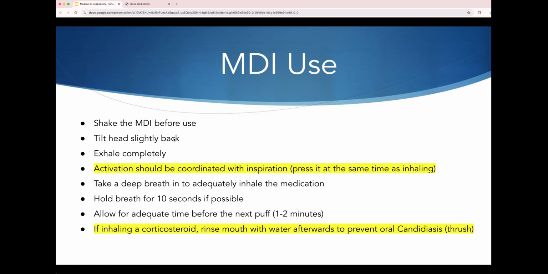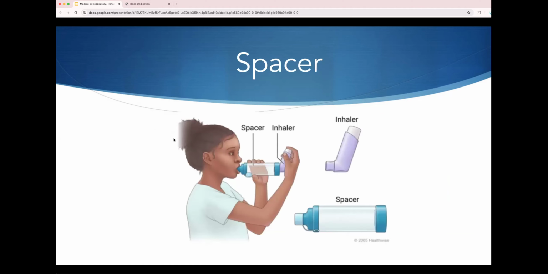If you're using a metered dose inhaler for a corticosteroid like budesonide, which is Pulmicort, which is a steroid, you want to rinse your mouth afterwards to prevent oral thrush or oral candidiasis, like an oral yeast infection. So this is how you use a spacer. Okay, you attach the inhaler in.